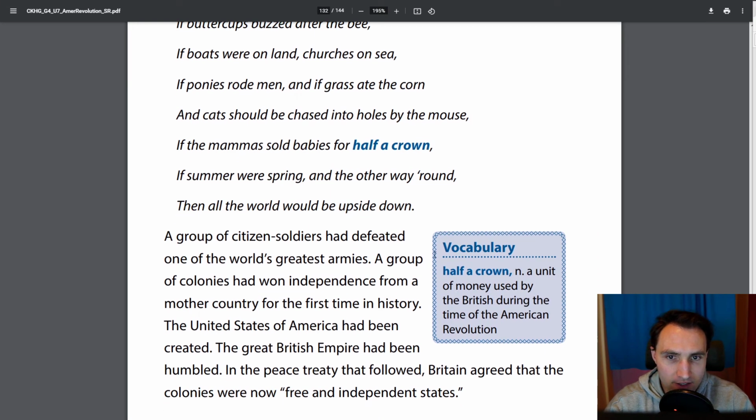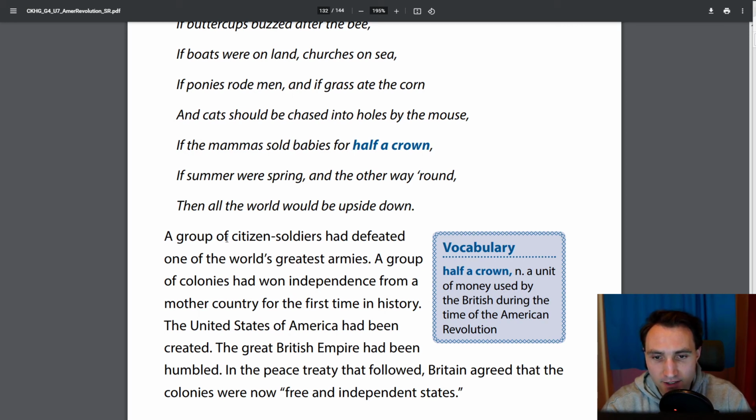So, half a crown, this is our one vocabulary phrase. Let's read this together. A unit of money used by the British during the time of the American Revolution. So a group of citizen soldiers had defeated one of the world's greatest armies. A group of colonies had won independence from a mother country for the first time in history.